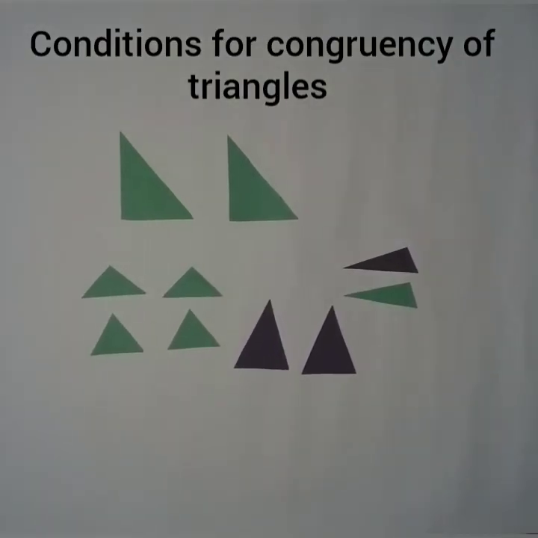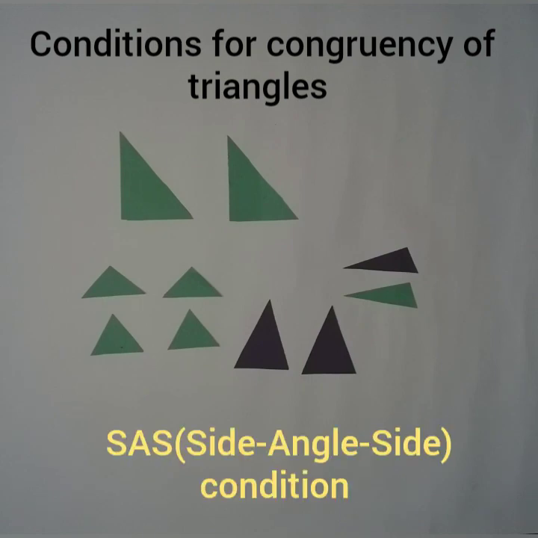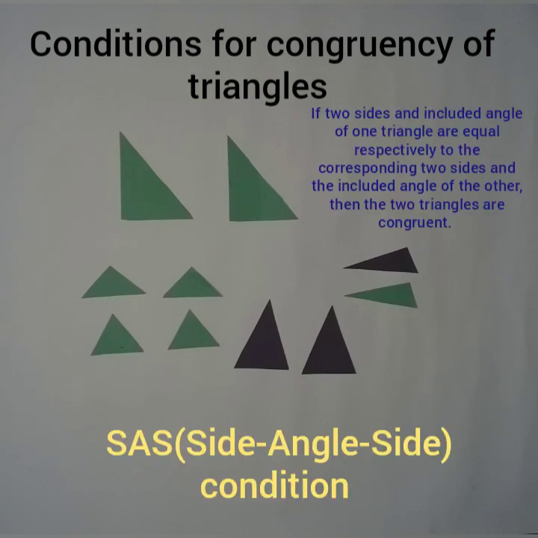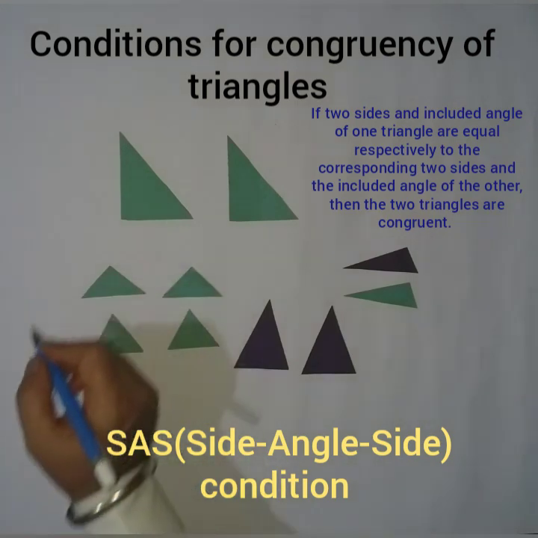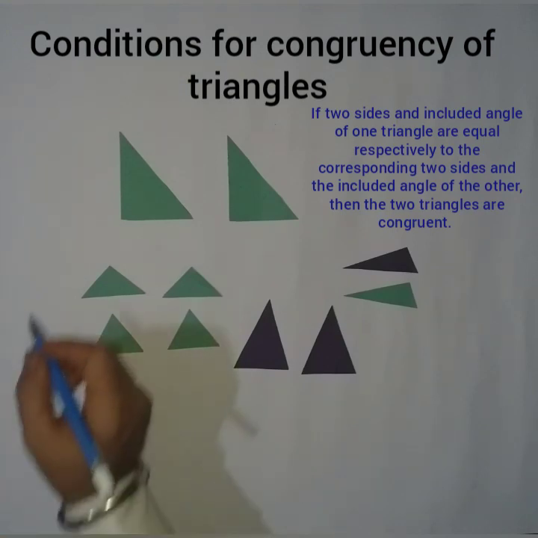Now let us discuss the conditions for congruency of triangles. At first, case 1, that is the side angle side condition. If two sides and the included angle of one triangle are equal respectively to the corresponding two sides and the included angle of the other, then the two triangles are congruent.